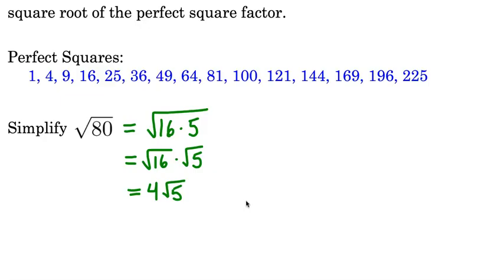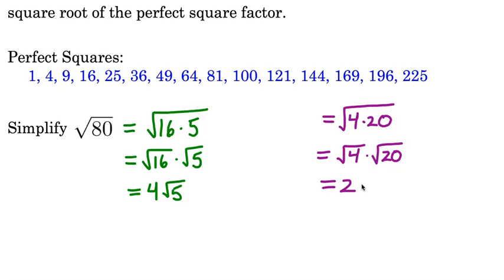Now, I want to backtrack a minute and go back to that factor pair of 4 and 20. Let's suppose we found 4 times 20 as our factor pair and we went with that. Could we still get the right answer? Okay, so we have 4 times 20 now. So we use our property, square root of 4 times the square root of 20, and we get 2 square root of 20.